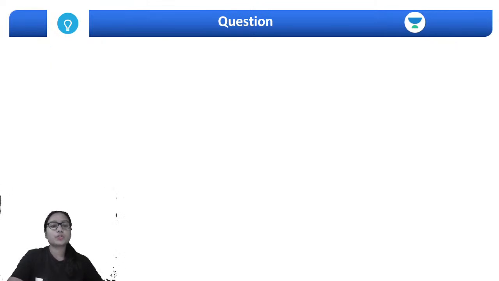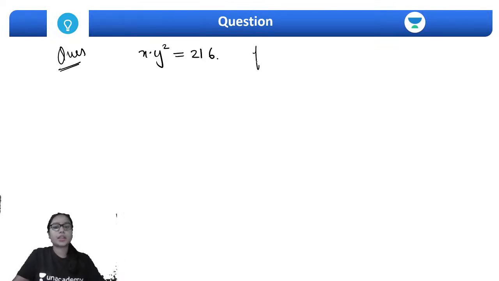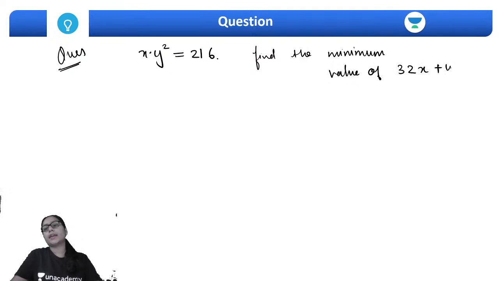Alright, so let us solve one more question. The question says that it is given that x into y square is equal to 216. You have to find the minimum value of 32x plus y.